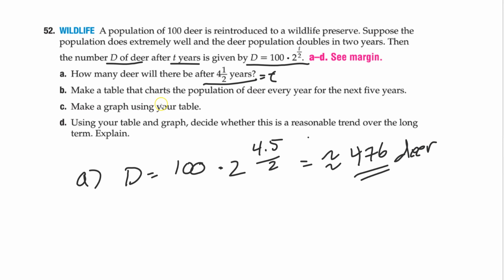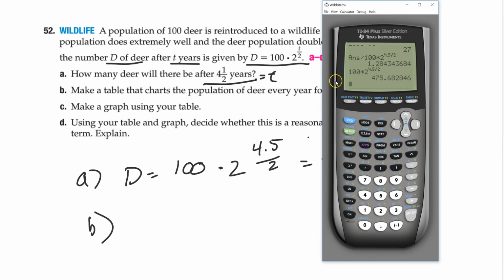B, make a table that charts the population of deer every year for the next 5 years. So we can do it for every year. We can plug in 5. I'm not going to do that. Make a graph using the table. So, again, I'm going to just use a calculator. Let's graph in our calculator. 100 times 2 to the... Now remember, we don't have T, we just use X. I could graph it. If they want a table, I could look at my table too.